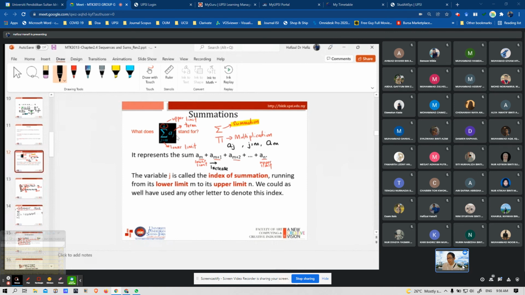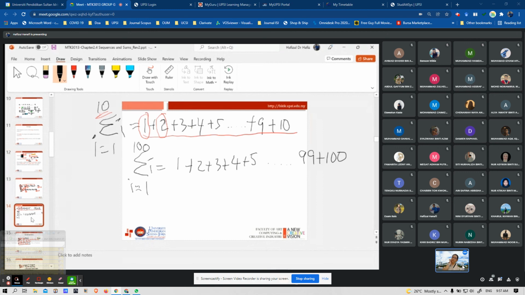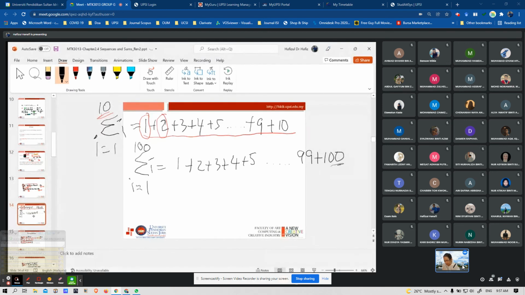We have a lower limit, we have an upper limit, and one symbol stands for a summation, and the other is a multiplication. You have a lower limit that increases by the index, the index of summation. For example, here if we have I equal to 1 as the lower limit until 100 as the upper limit, what you want to do is sum all of the numbers from 1 until 100.